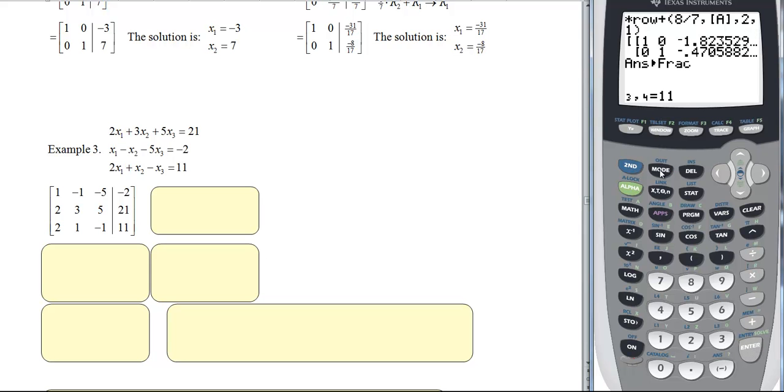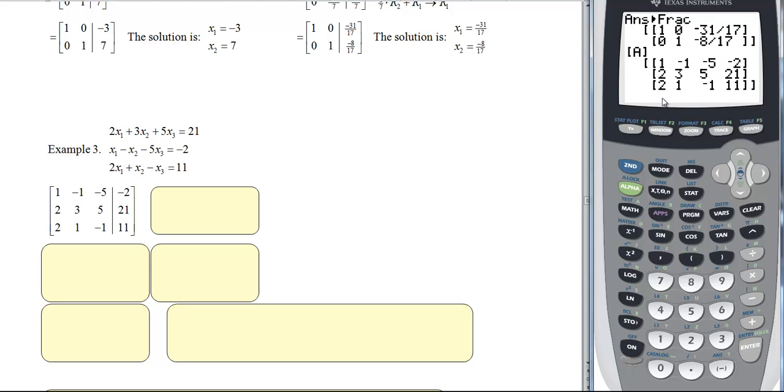Second quit, second matrix, second inverse for matrix. Enter, enter. So check by column: 1, 2, 2, negative 1, 3, 1, negative 5, 5, negative 1, negative 2, 21, 11. Okay. So I've already got a 1 in first row, first column.